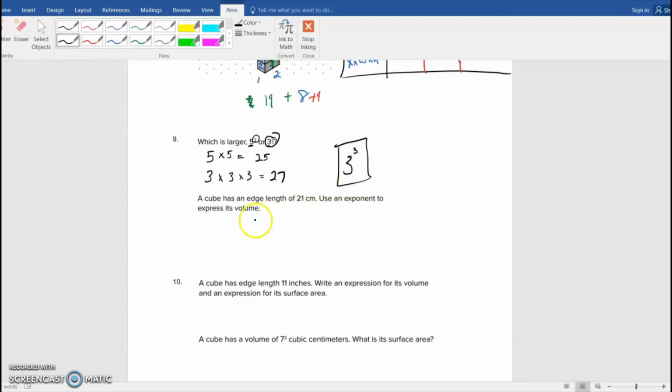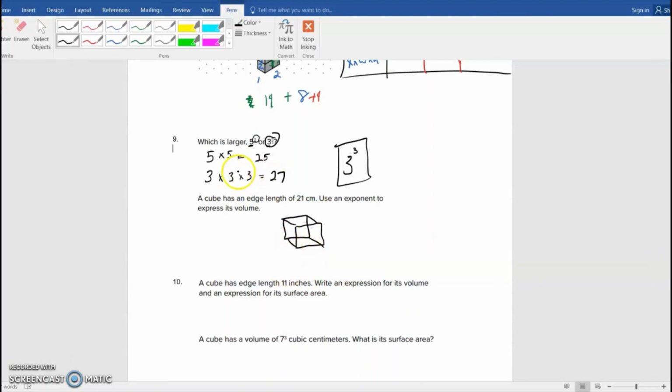The second half of that says a cube has an edge length of 21 centimeters. Use an exponent to express its volume. It might be helpful for you to draw a picture. This might be a little bit tricky on my Wacom tablet, but remember, to draw a cube, you just draw 2 squares overlapping each other and then connect their corners. And this gives you a basic cube.